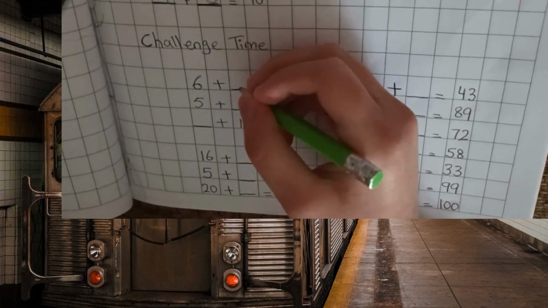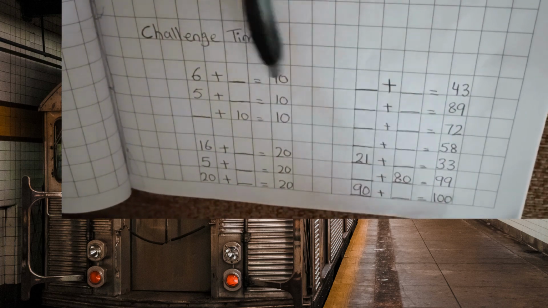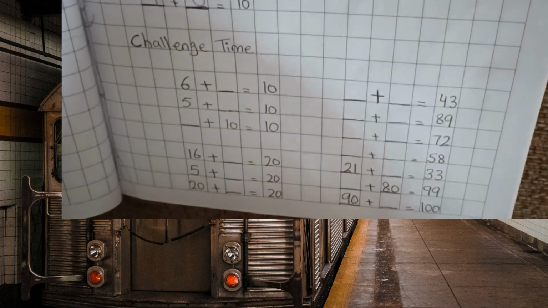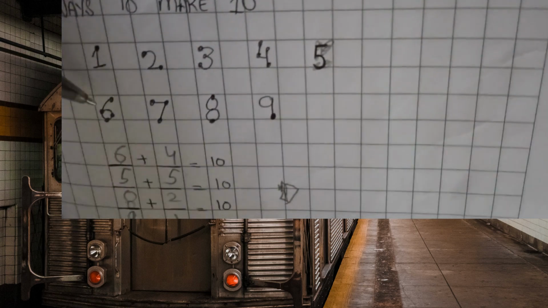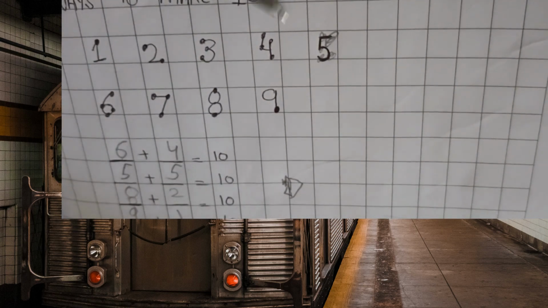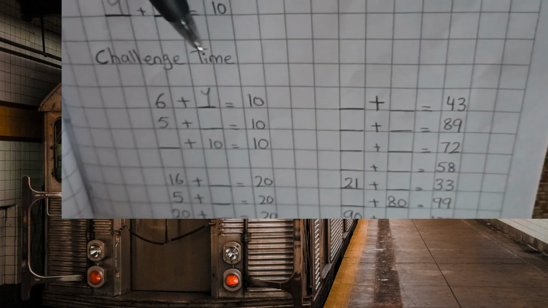6 add blank is equal to 10. 6 has how many dots? 4. So what is the other number that has 4 dots? 4. So 4 add 6 makes 10. Good boy. Write 4.